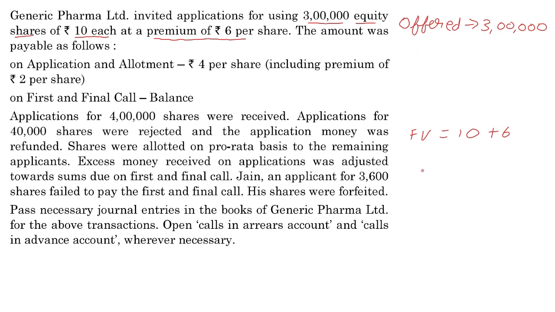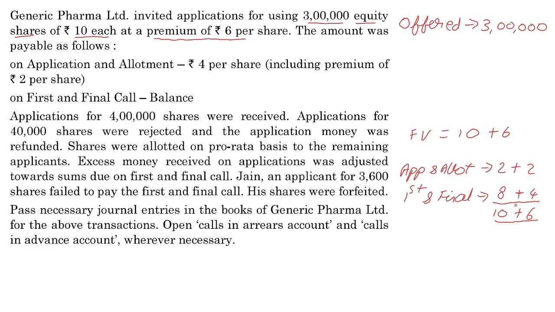The amount was payable as follows on application and allotment. I'm just going to use short form, application and allotment, 4 per share, including premium of 2. So I will write it as 2 plus 2. And then on the first and final call, they're saying the balance. Now I know that the total is 10 plus 6, so the balance over here is going to be 8 and the balance over here is going to be 4. This will help me pass the entries going forward. It will be much easier to pass the entries.